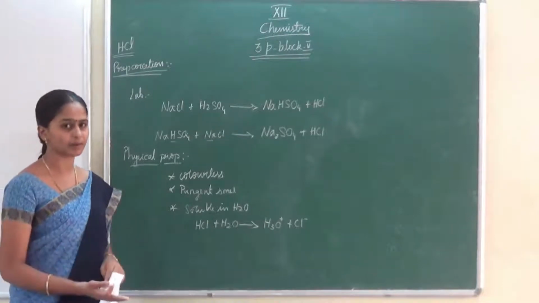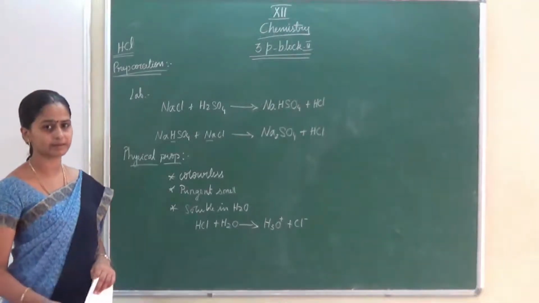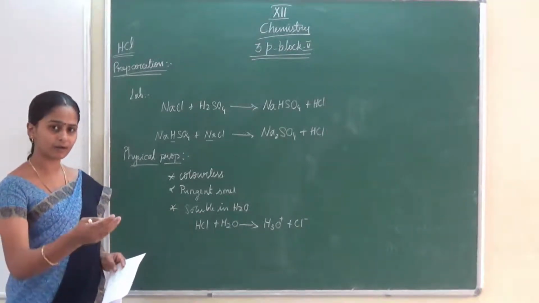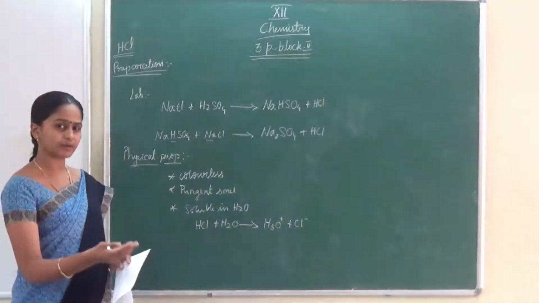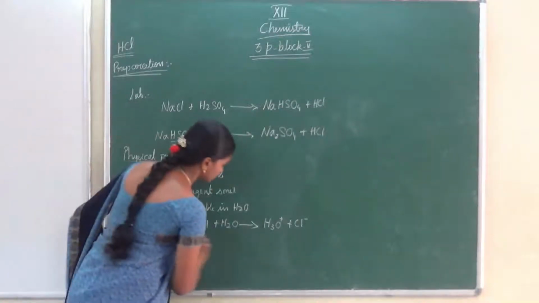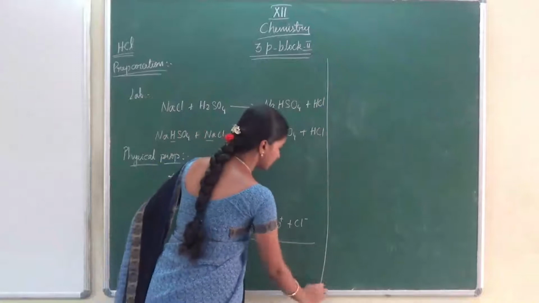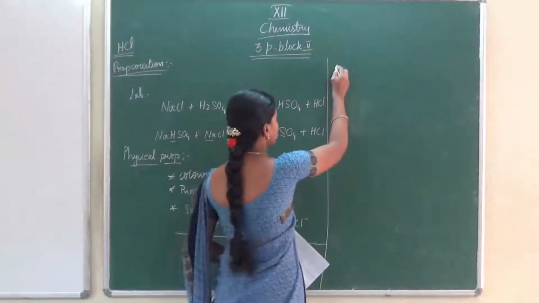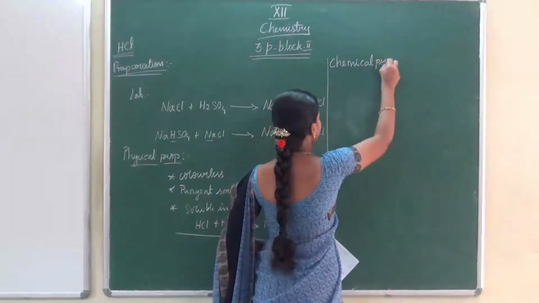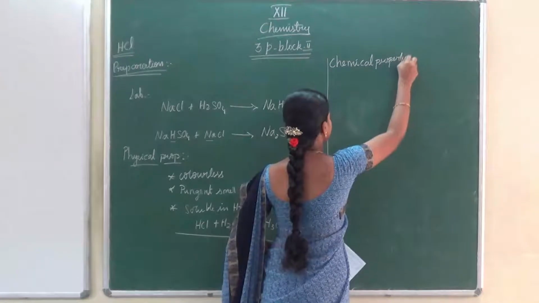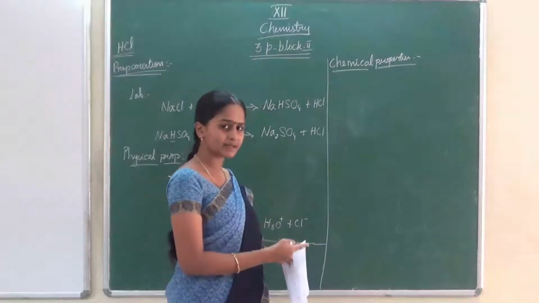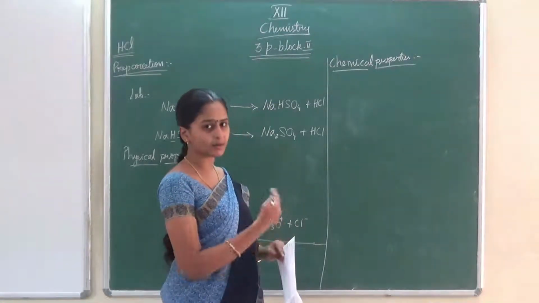The next one, chemical properties of hydrochloric acid. What are the chemical properties? Generally, when an acid reacts with a base, surely there is a formation of, good, what is the product here? Salt plus water. Good. So now in chemical properties, since it is an acid, it will react with a base and produce salt plus water.